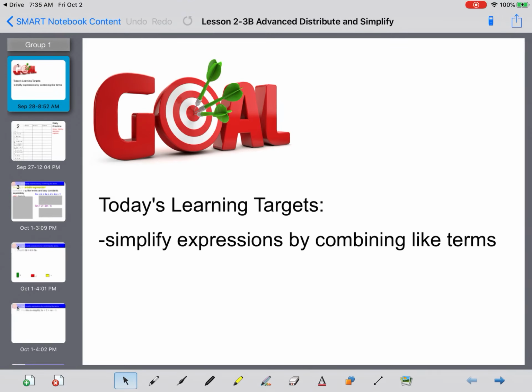This is Lesson 2-3B from the Algebra Readiness textbook. For today's lesson, you will need a sharpened pencil and your notes packet. Gather your supplies and click Continue.